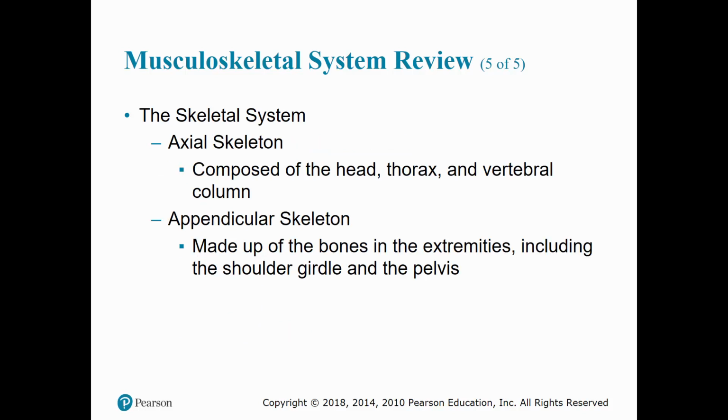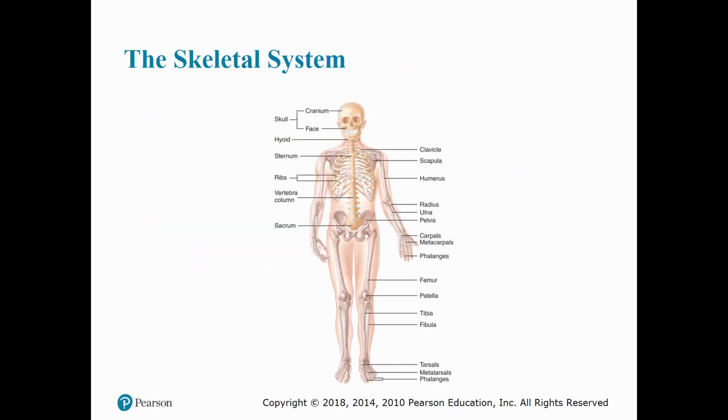Your axial skeleton is your head, thorax, and vertebral column, and your appendicular skeleton is your extremities, shoulder girdle, and pelvis. And we break this down into 6 basic components. You have the skull, spinal column, thorax, which is your chest, and abdomen. You have your pelvis, lower extremities, and upper extremities.